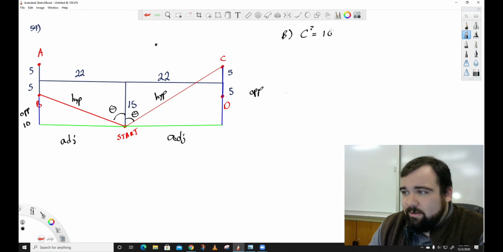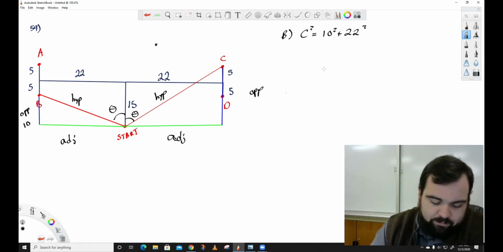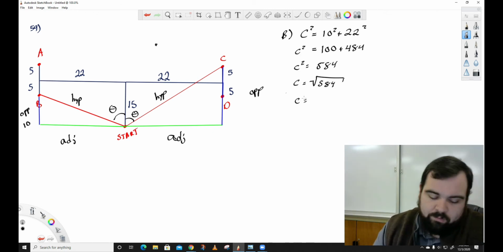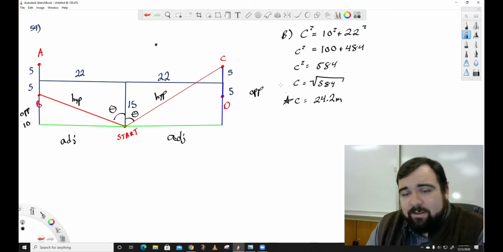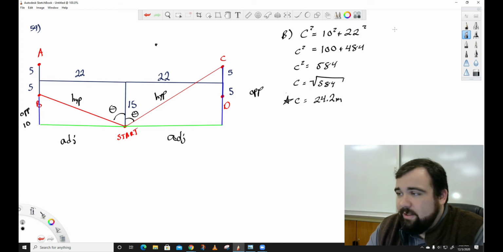This equals 10 squared plus 22 squared. And then we'll want to solve this through for c. So there's our answer for the displacement to get to point B. This hypotenuse length here is 24.2 meters. Now we need the angle in which we need to orient ourselves to get there. So we're going to go ahead and use the tan function. So we go theta equals inverse tan of opposite over adjacent.